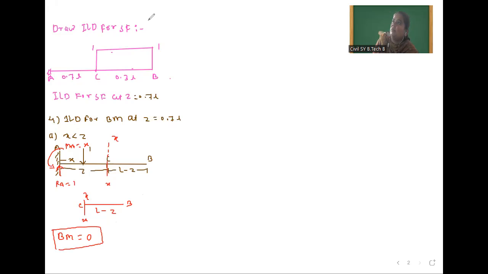Then we will check the second condition, that is x greater than z. Second condition, x should be greater than z. Again you have to draw the original beam here.